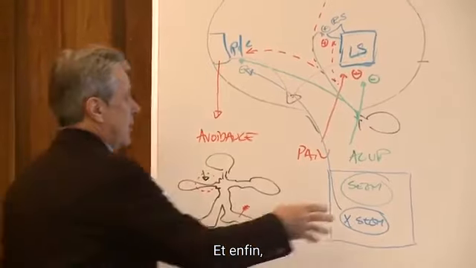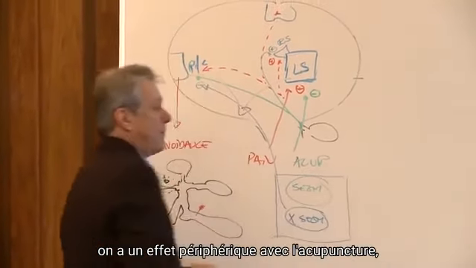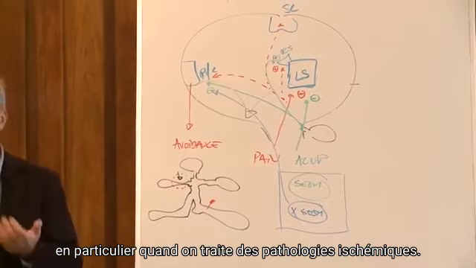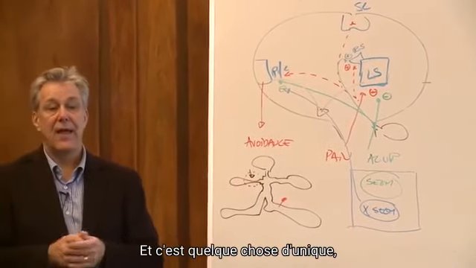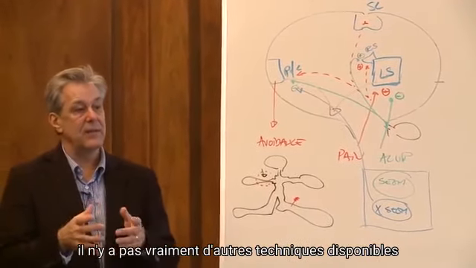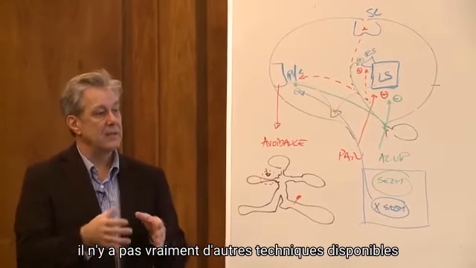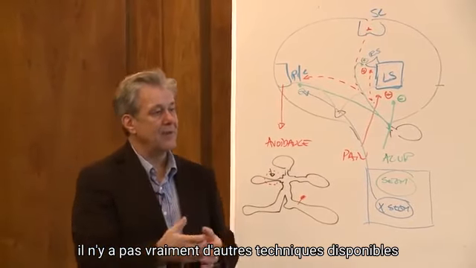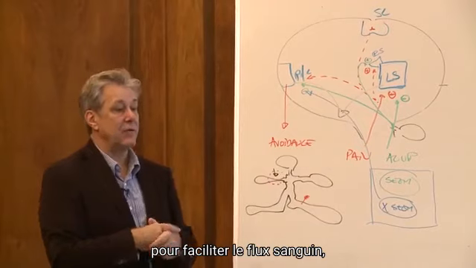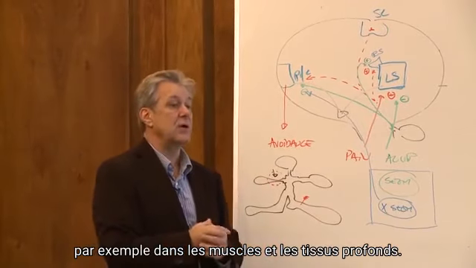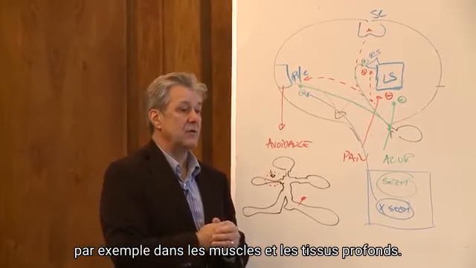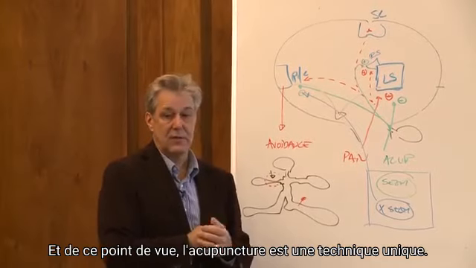And finally, we do have peripheral effects of our acupuncture needle, especially when we're treating ischemic conditions. And this is unique in the perspective that there are no other techniques around really to facilitate blood flow, for example, in deep muscle tissue and in deep connective tissue. So in that perspective, acupuncture is a unique technique.